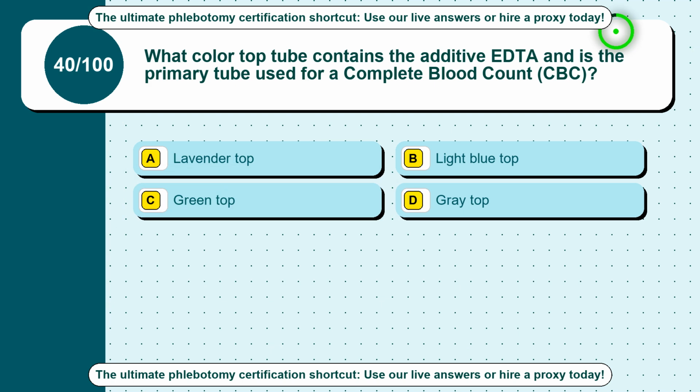Question 40. What color top tube contains the additive EDTA and is the primary tube used for a complete blood count, CBC? Option A. Lavender top. Option B. Light blue top.